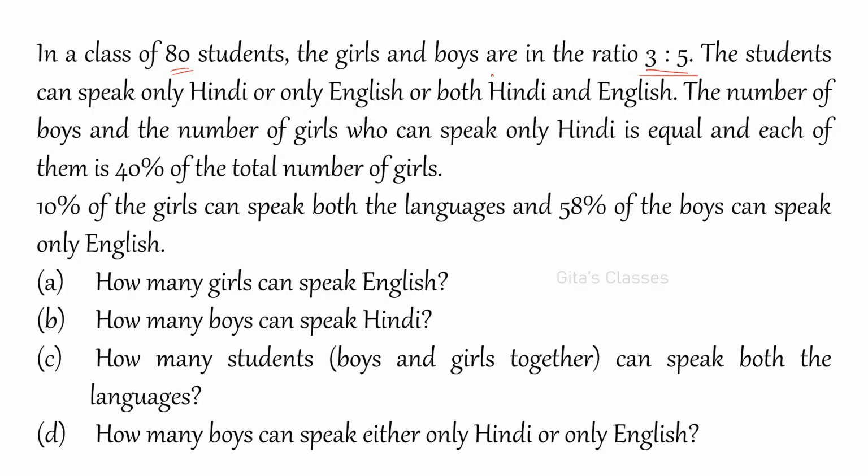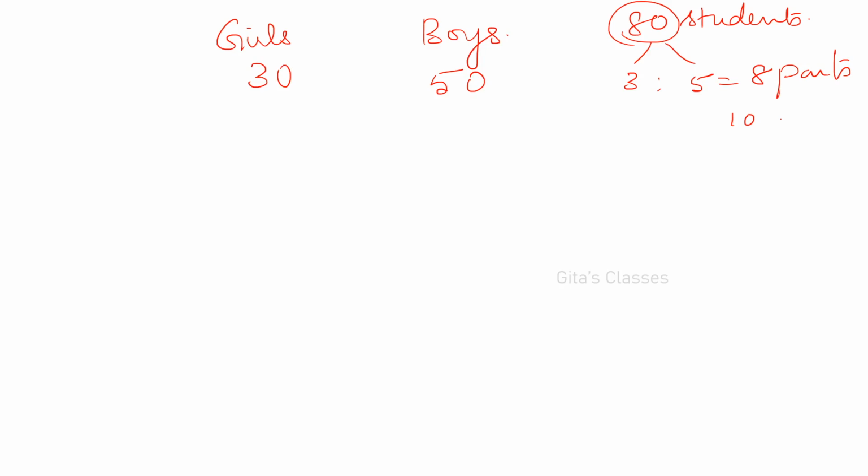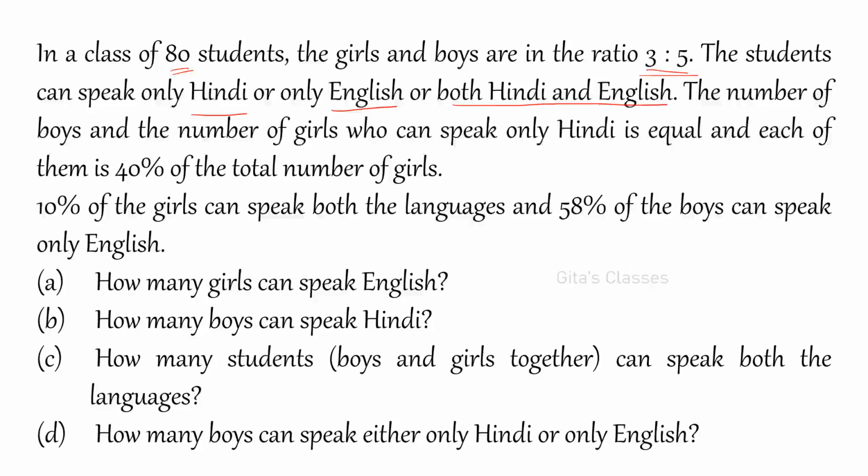Okay. The students can speak only Hindi or only English or both Hindi and English. These are the types of the students. Because I have both girls and boys separately, I have divided them into 2 sets. Okay, girls and boys.